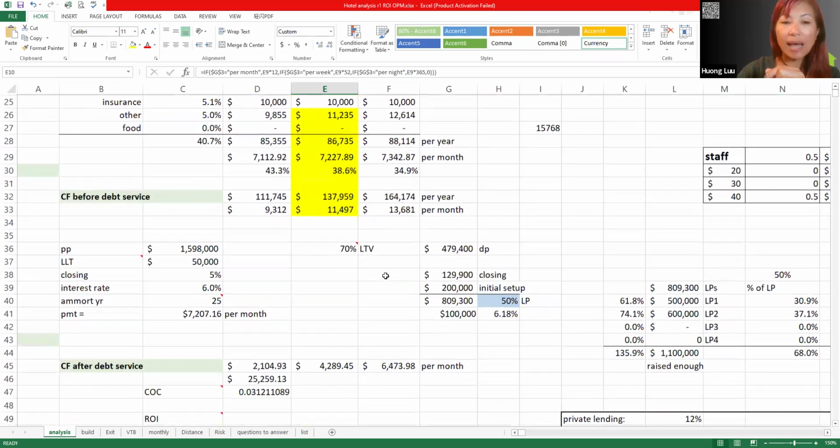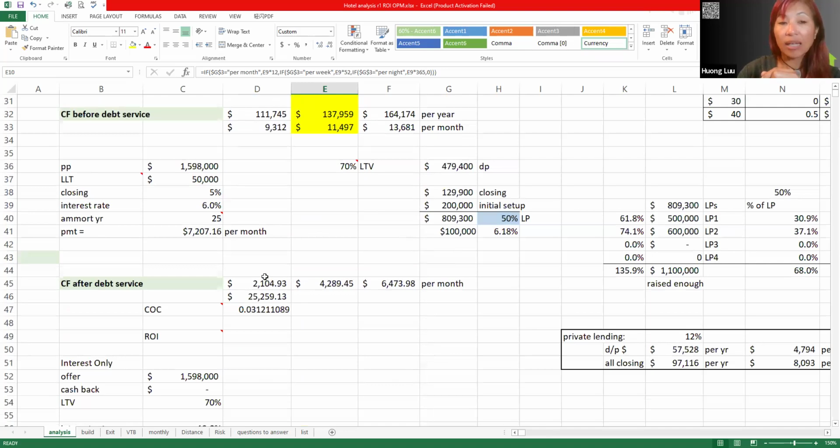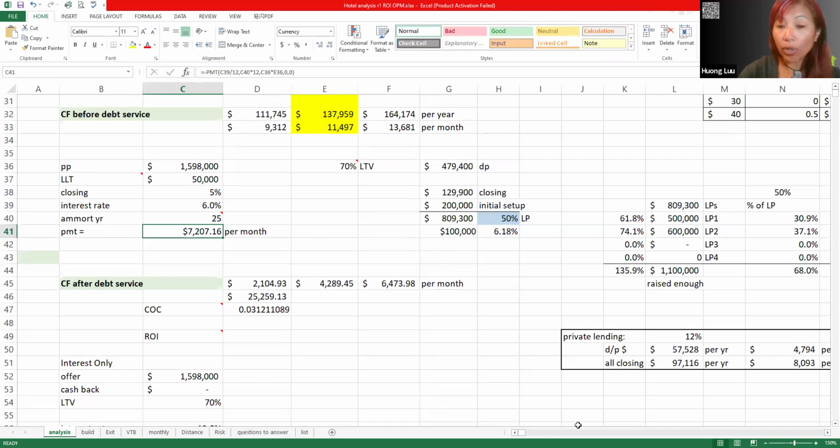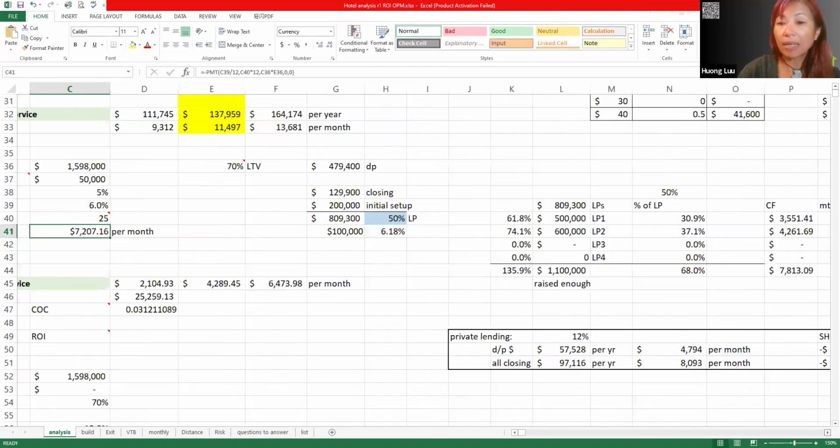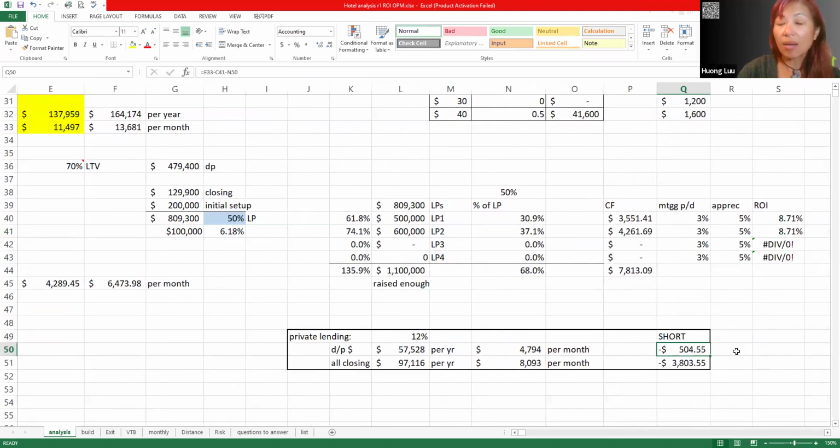Okay, so what that does to the numbers is the mortgage payments are still the same, but now my shortfall is only about $500 a month, which is decent. Now, the other thing that I run here is, well, if I have to borrow private money to cover all the closing costs and the initial setup fee, so now I've got 800,000 that I need to have available in cash.